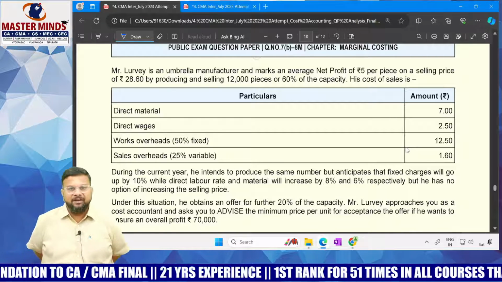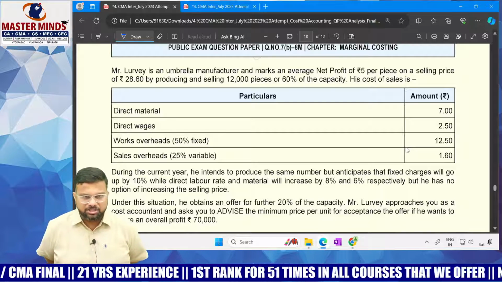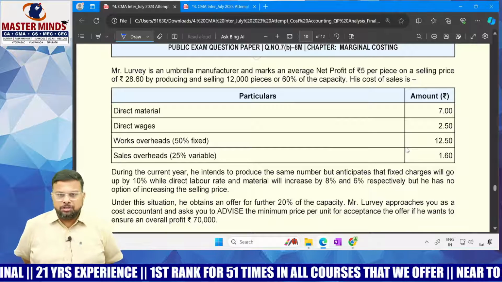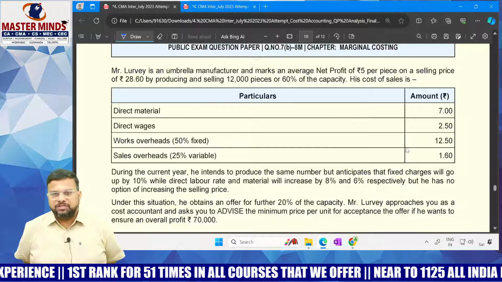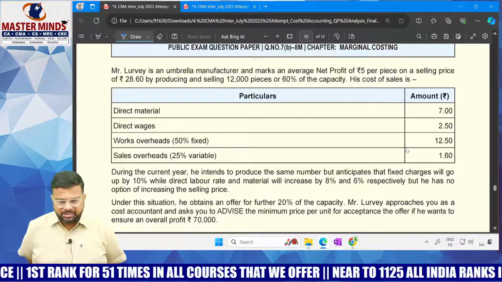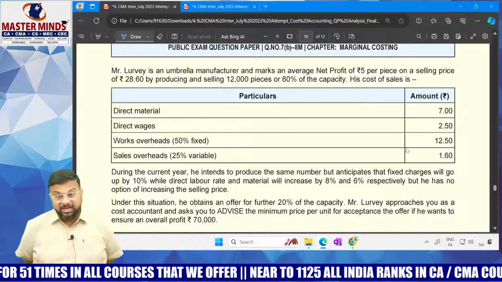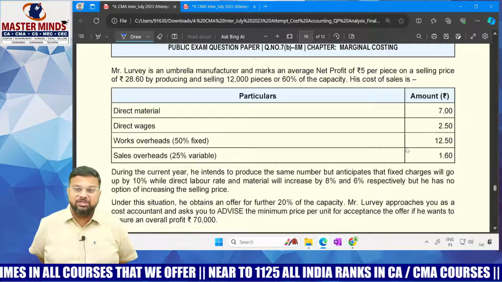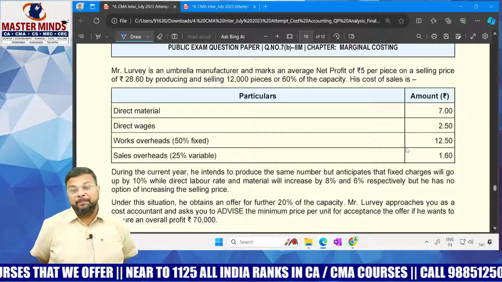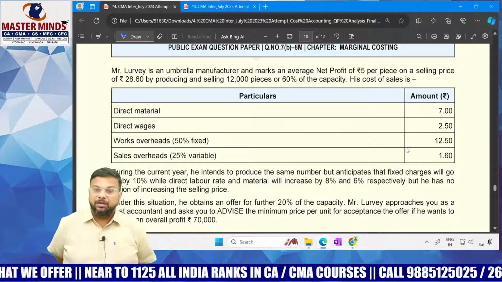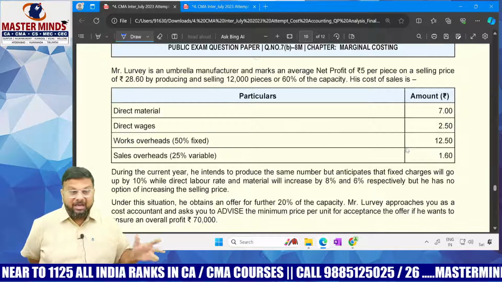Mr. Larve is an umbrella manufacturer and makes an average net profit of 5 rupees per piece on a selling price of 28.60 by producing and selling 12,000 pieces or 60% of the capacity. His cost of sales is direct material, direct wages, work overhead 50% fixed, sales overhead 25% variable. During the current year, he intends to produce the same number but anticipates that fixed charges will go up by 10%, while direct labor rate and material will increase by 8% and 6%. That means there will be an increase in cost. But he has no option of increasing selling price. So what will happen? Profits will decrease.